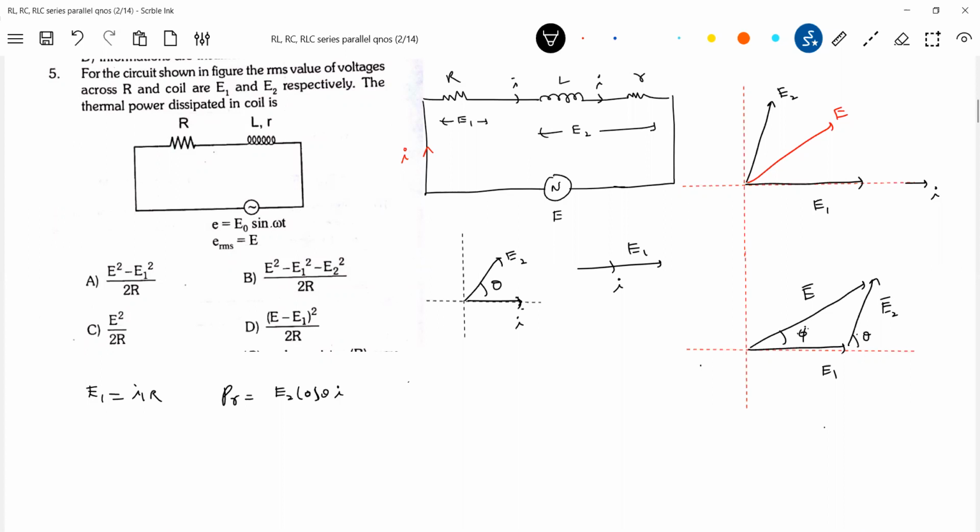Fine. And what is I? I is E1 by R. So therefore, this is E1 E2 by R cos theta. This is the power dissipated across the coil. We don't know cos theta. That cos theta has to be determined. So how to bring cos theta?